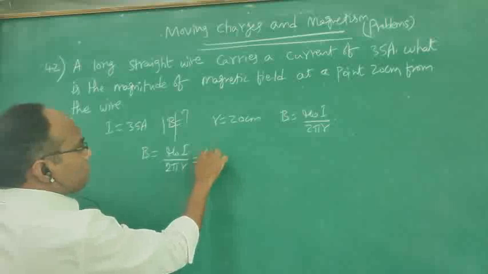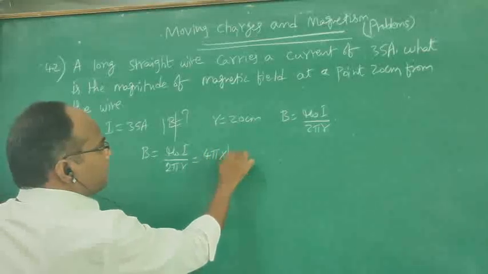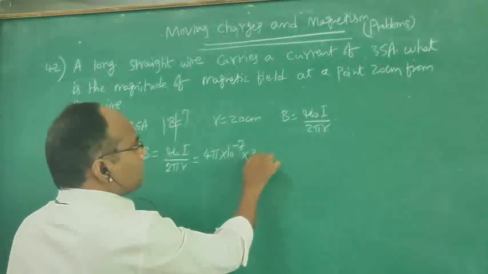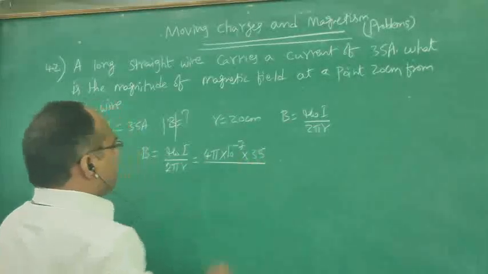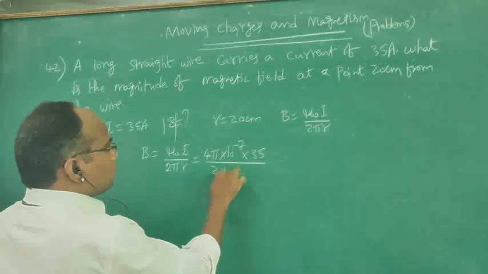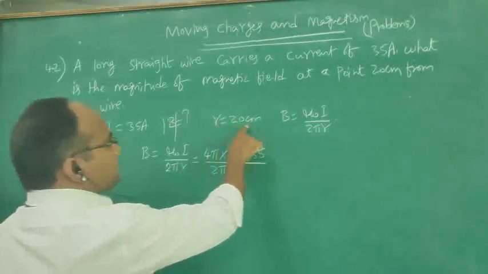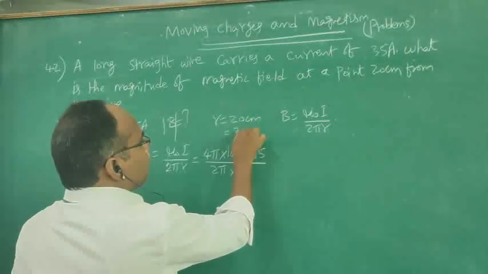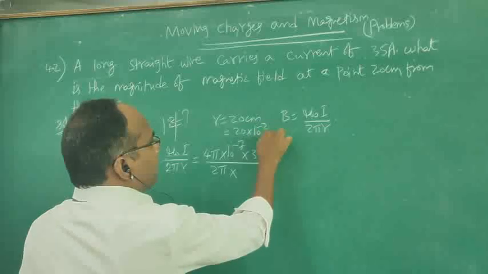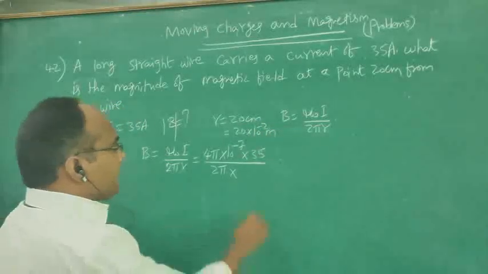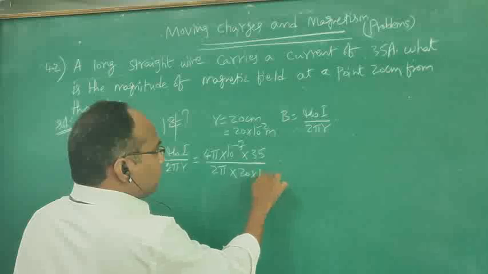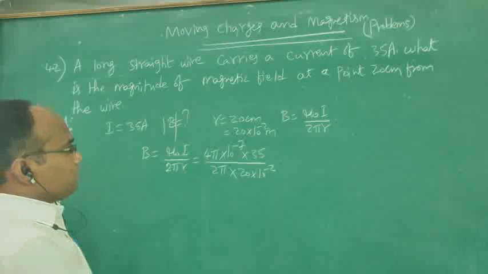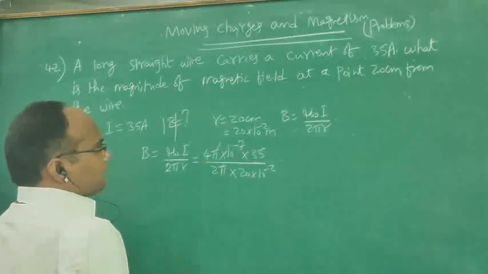Mu naught means 4 pi into 10 to the power of minus 7, into current, 35 ampere, divided by 2 pi into r. The distance is 20 centimeter, which we can write as 20 into 10 to the power of minus 2 meter. Here pi cancels.